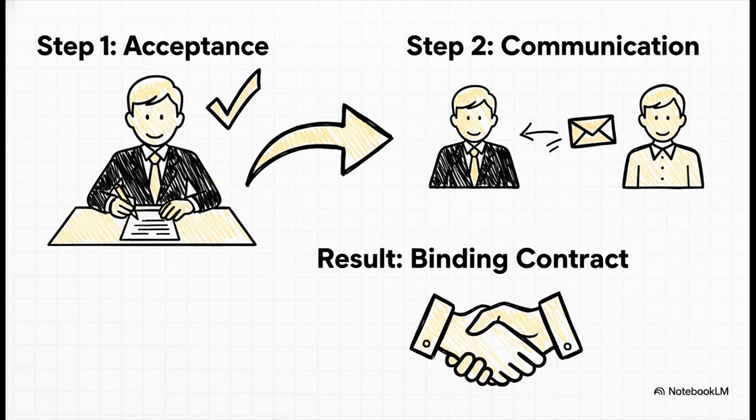Listen up, because this is a two-step process. Step 1, the seller has to accept the offer, right? Usually by signing it. But that's not enough. Step 2, and this is the crucial part, that acceptance has to be communicated back to the buyer or the buyer's agent. If you don't have that second step, that communication, you don't have a contract, period.